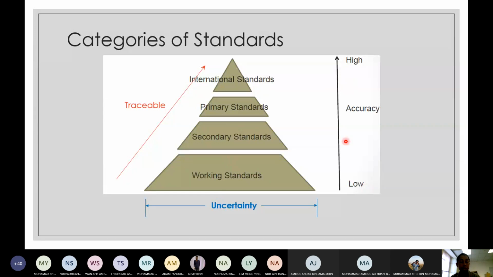On the right-hand side here, you have the accuracy arrow, which indicates that as we move upwards towards the top of the pyramid, the accuracy becomes much higher. This is logical because international standards are of course more accurate than the standards used at the application level. The width of the triangle is the level of uncertainty when you do measurement. For working standards, the uncertainty is quite high, compared to international or primary standards, where the uncertainty is much smaller. So uncertainty and accuracy are directly correlated: if accuracy is high, uncertainty is going to be low. Then there is this arrow, which indicates the traceability. I will describe traceability in the next few slides.